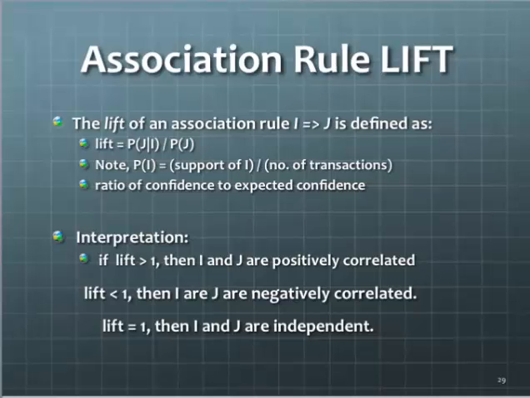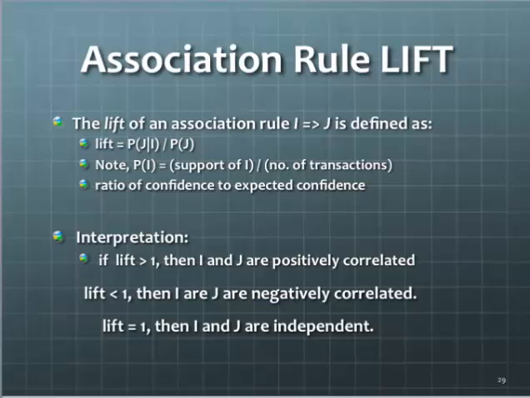So we can interpret the lift value as follows: if the lift of an association rule i to j is larger than 1, then we can say that i and j are positively correlated. If the lift value of this association rule is smaller than 1, then i and j are negatively correlated. If the lift value equals 1, then i and j are independent.